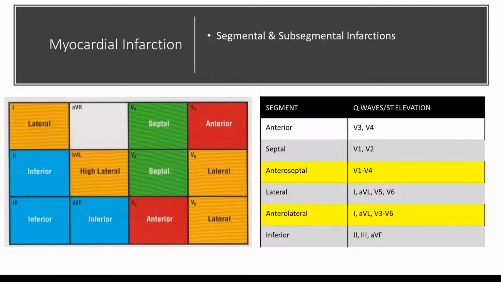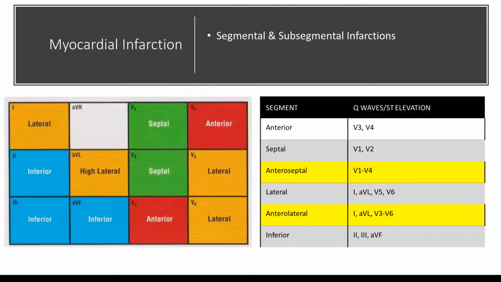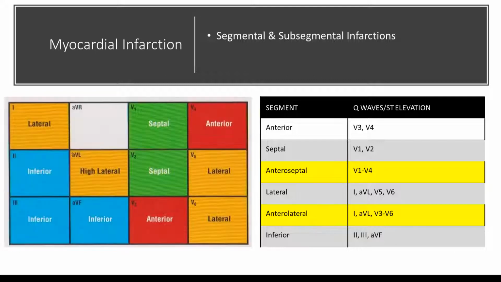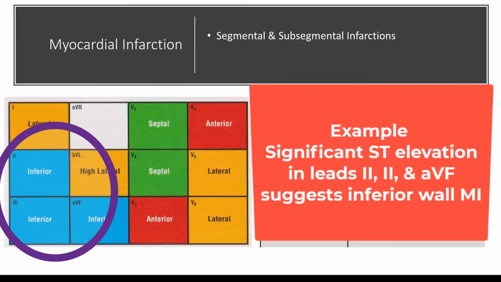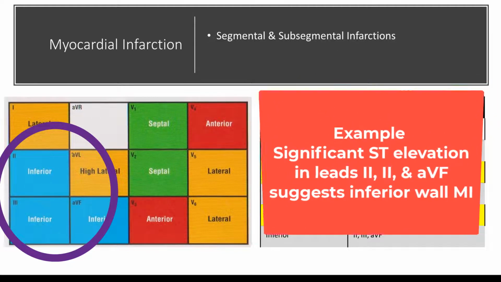And the inferior aspect or the diaphragmatic aspect of the heart is reflected by leads 2, 3, and AVF. So what does this mean? This means that if there is ST elevation in V1 and V2, it establishes the diagnosis by 12 lead. Likewise, if there is ST elevation in 2, 3, and AVF, then there is an ST elevation MI in the inferior portion of the heart.